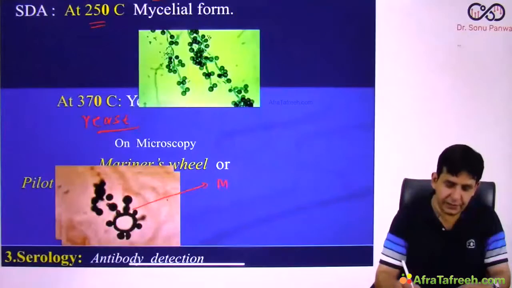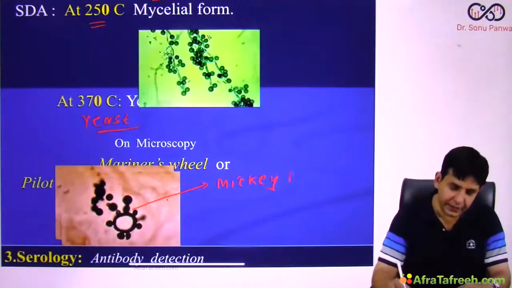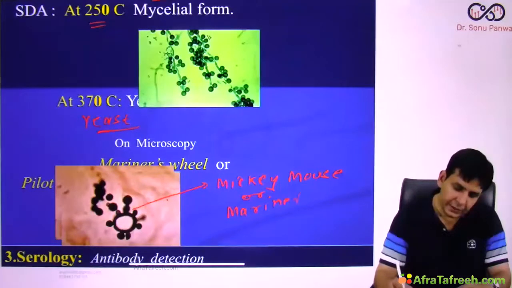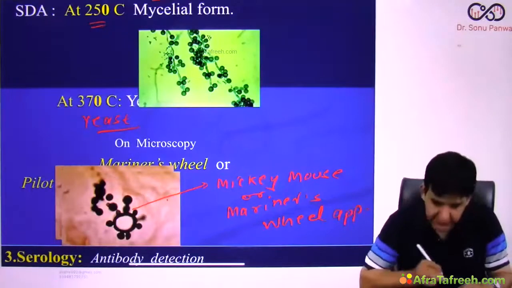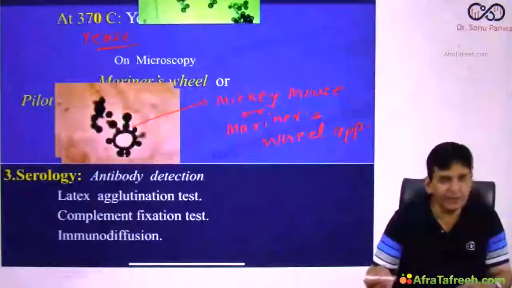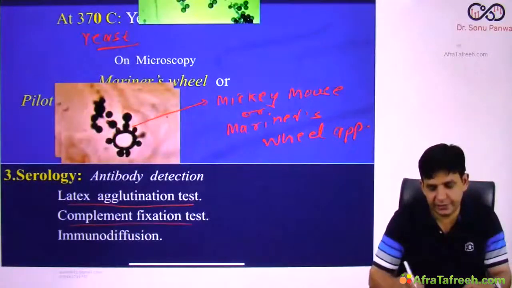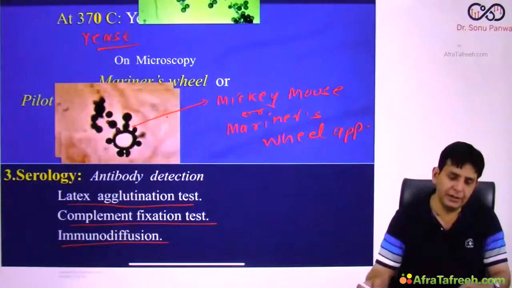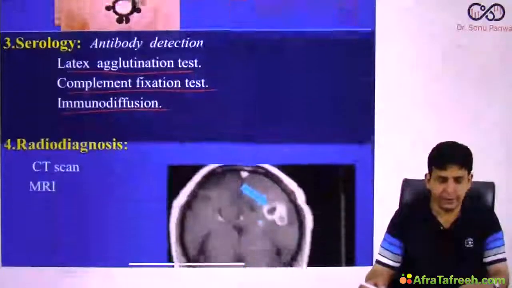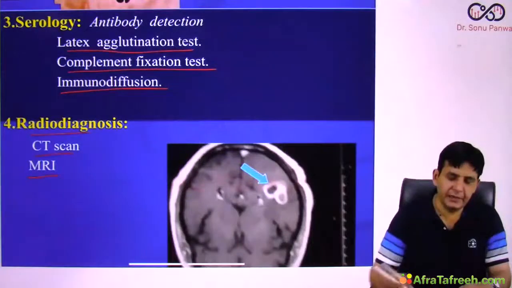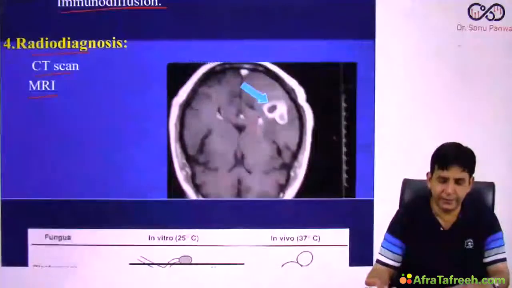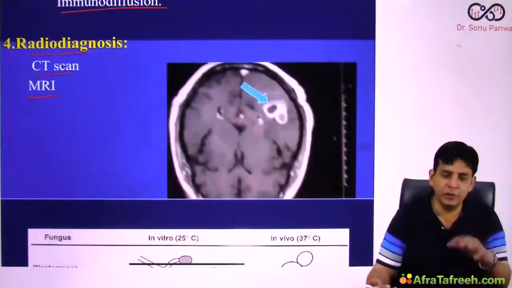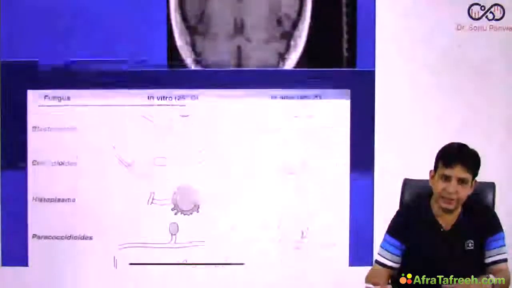So this is that Mickey Mouse or mariner's wheel appearance. Okay, in the serology, same story: latex agglutination test, complement fixation test and immunodiffusion. That is in the serology. And here you can go for CT scan and MRI also to find certain lesions observed in the dissemination type obviously.